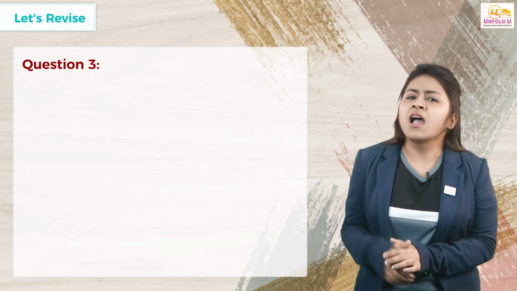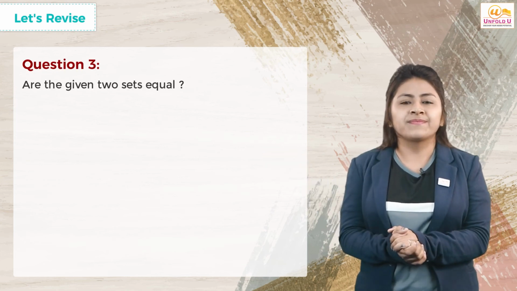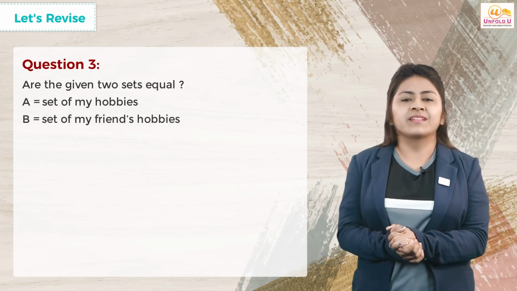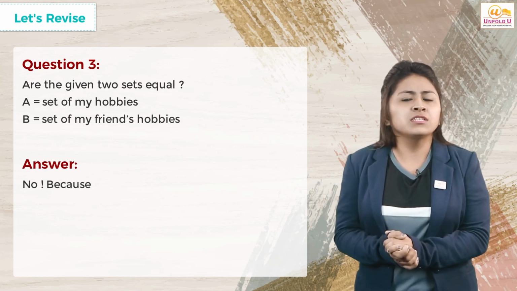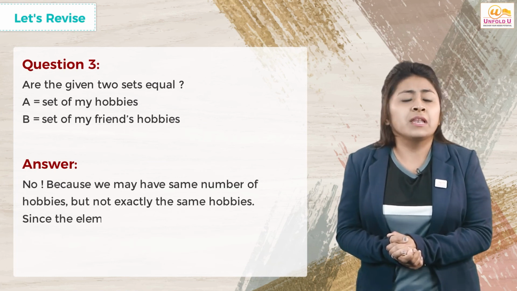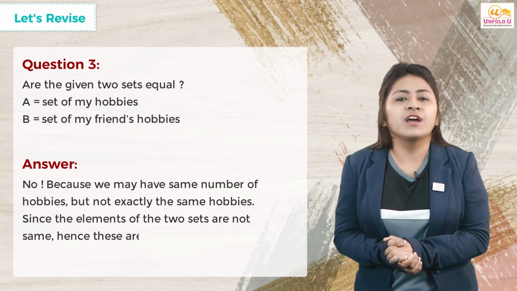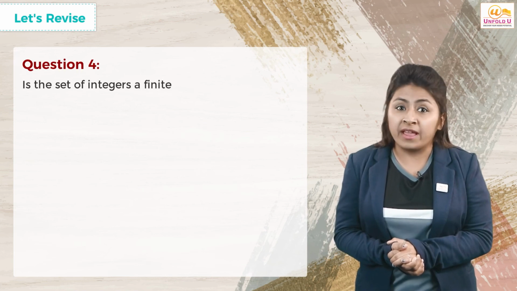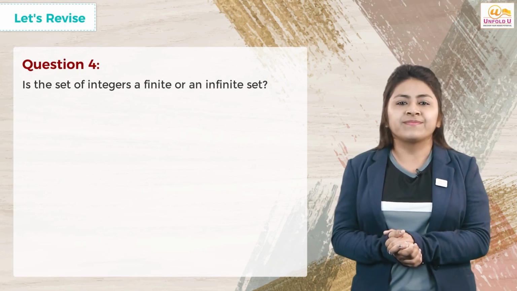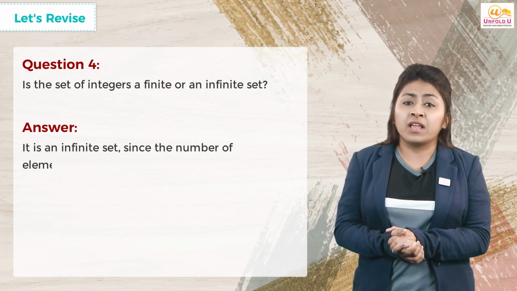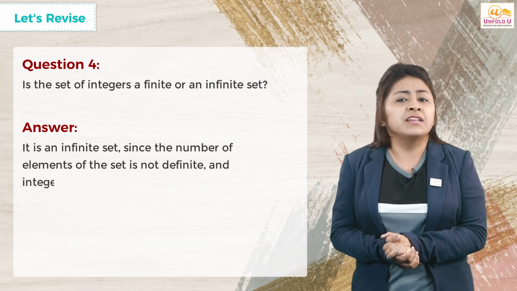The third question is, are the given two sets equal? A is the set of my hobbies and B is the set of my friends' hobbies. The answer is no, because we may have the same number of hobbies but not exactly the same hobbies. Since the elements of the two sets are not the same, hence these are not equal. The last question is, is the set of integers a finite or an infinite set? Yes, you are right. It is an infinite set, since the number of elements of the set is not definite and integers are non-ending.